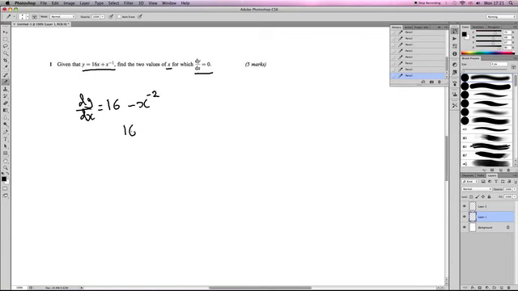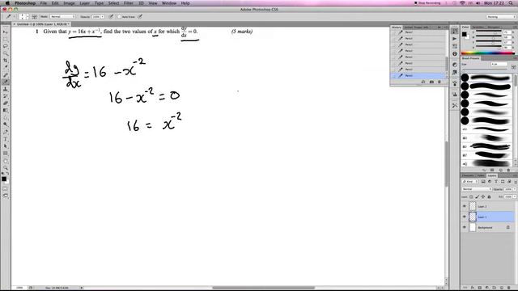Next part is it's now asking for when this is equal to 0, or the two values for when this is equal to 0. And remember, when it's equal to 0, it is a stationary point. So we're looking for two stationary points. First thing I'm going to do is just rearrange it. So now it's 16 equal to x to the minus 2.